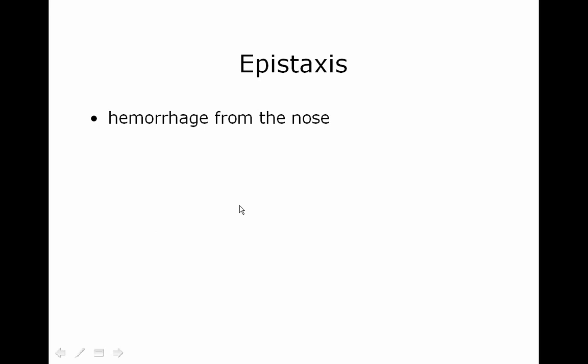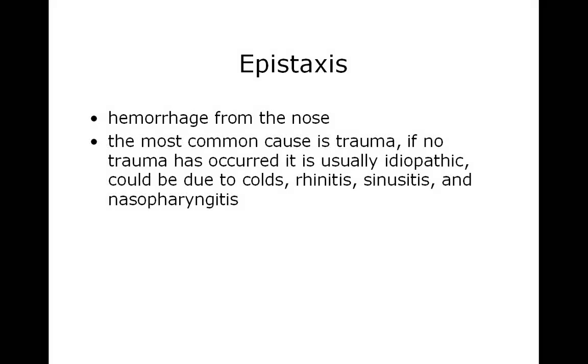and look at the term epistaxis, which is a nosebleed. Epistaxis, common name is nosebleed. It's hemorrhaging from the nose, and there are a number of different reasons a person may have epistaxis. The most common cause is trauma. Getting hit in the nose, whether someone else hits you or whether it's in a car accident. The most common cause of nosebleed is trauma.